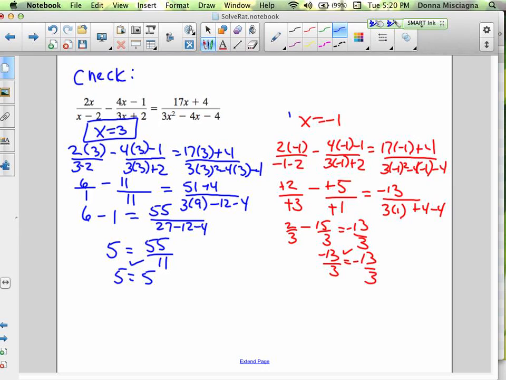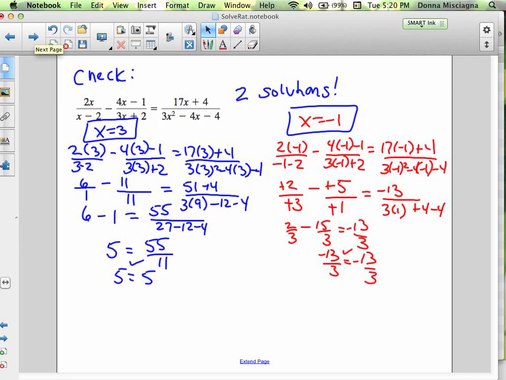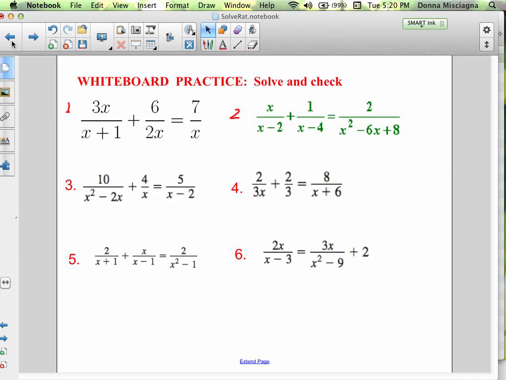Here we have 2 good solutions. 2 good solutions. And that's probably going to be my last problem. I'm just curious, was this the last problem altogether? That was the last problem altogether.